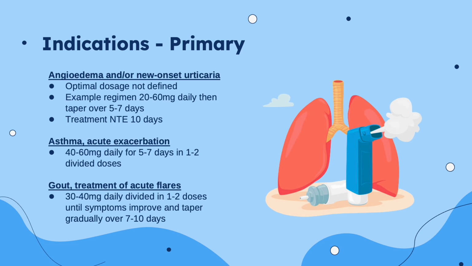Next, treatment of acute flares in gout. Generally, we avoid in patients with known or suspected septic arthritis, and we reserve use for those who are not candidates for intra-articular glucocorticoids, or when intra-articular glucocorticoid administration is not feasible. It is dosed 30 to 40 milligrams a day, given once daily or in 2 divided doses until symptom improvement occurs, and then tapered gradually as tolerated. A slower taper may be required, particularly with patients with multiple recent flares.